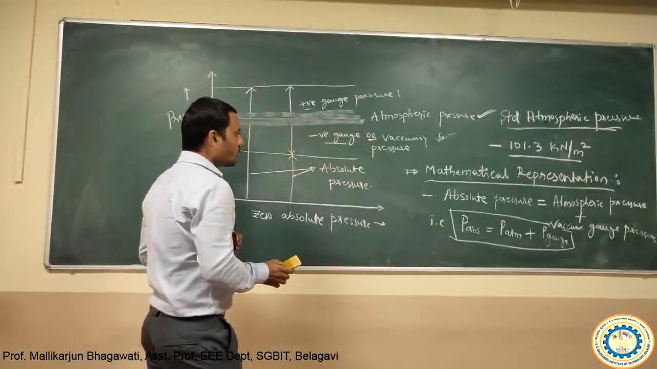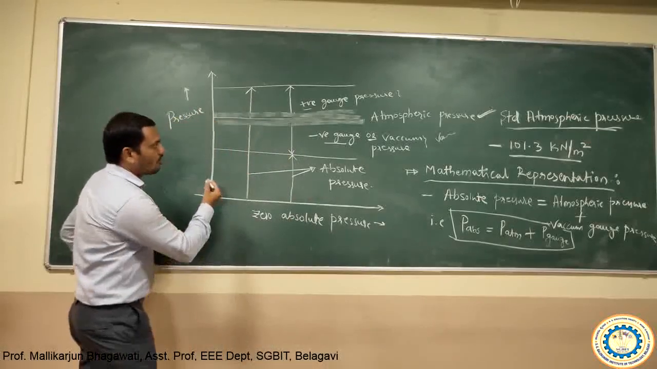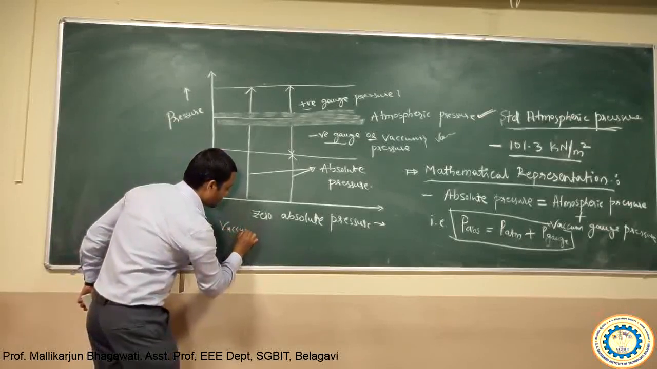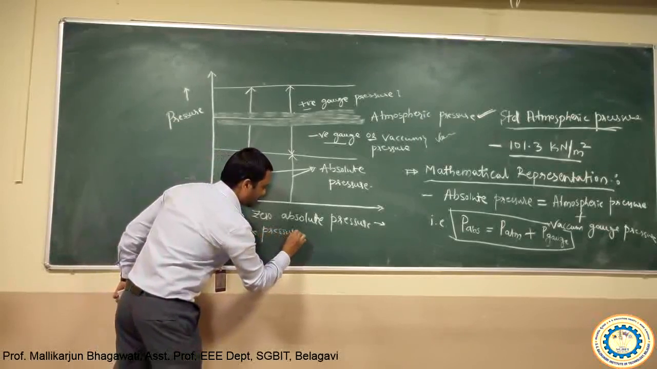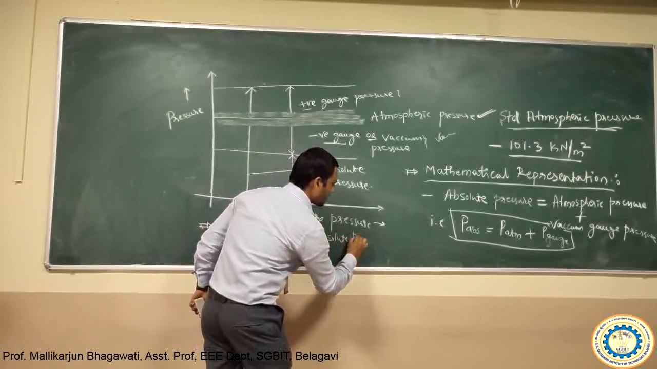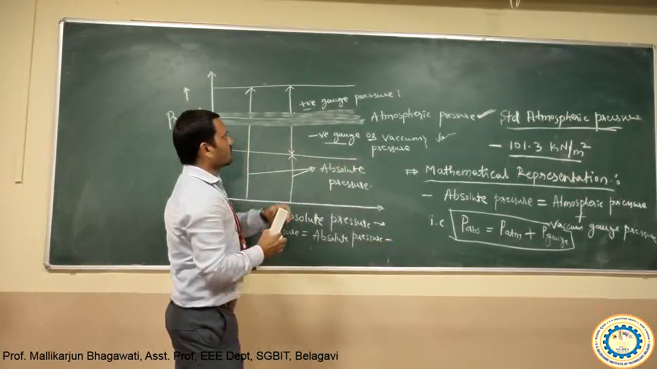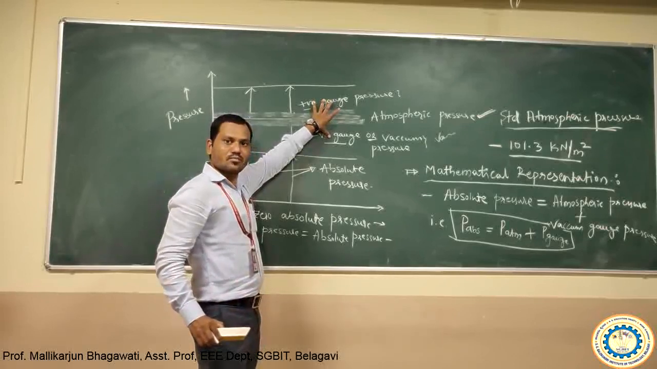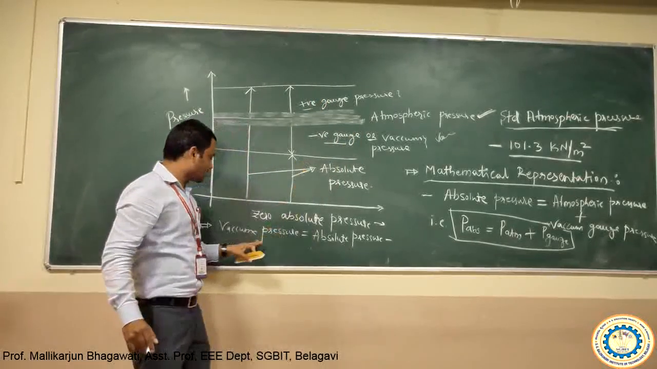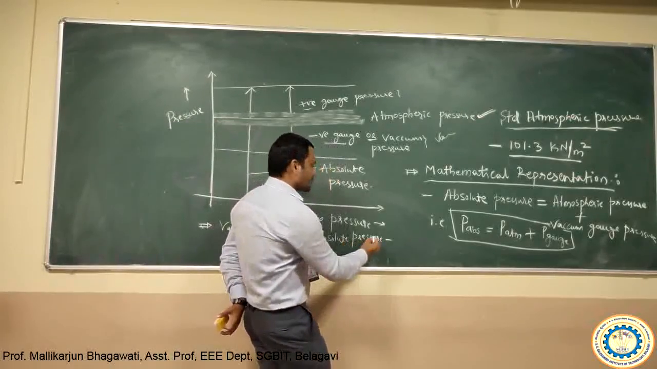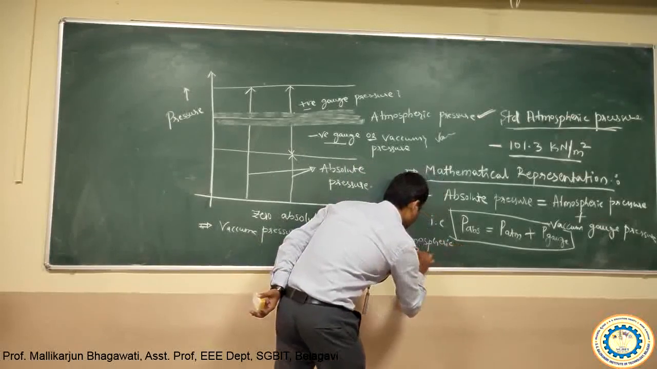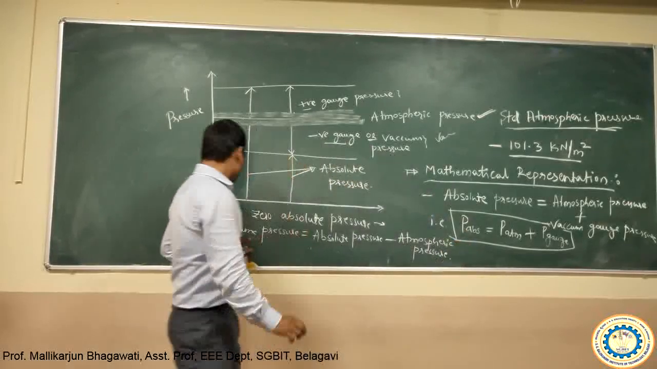Similarly, the vacuum pressure is written as: vacuum pressure is equal to atmospheric pressure minus absolute pressure, because we are measuring the vacuum pressure below the atmospheric pressure. So this is the vacuum pressure.